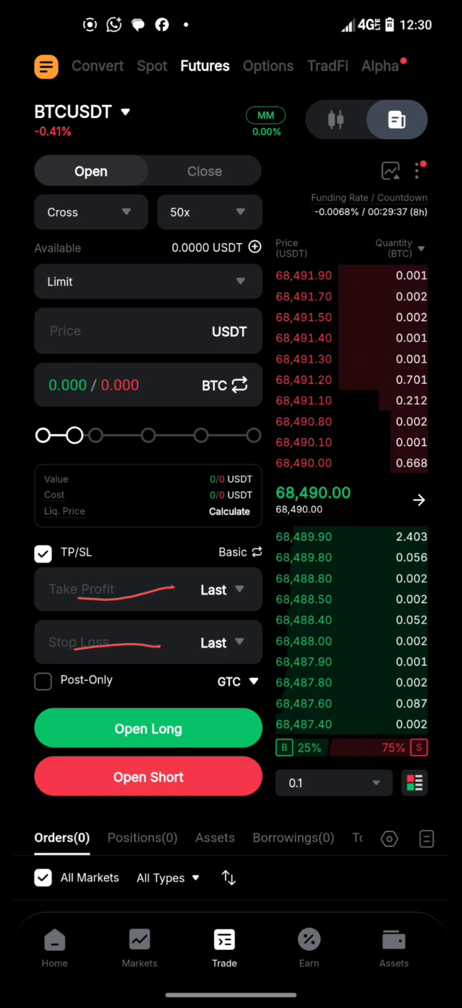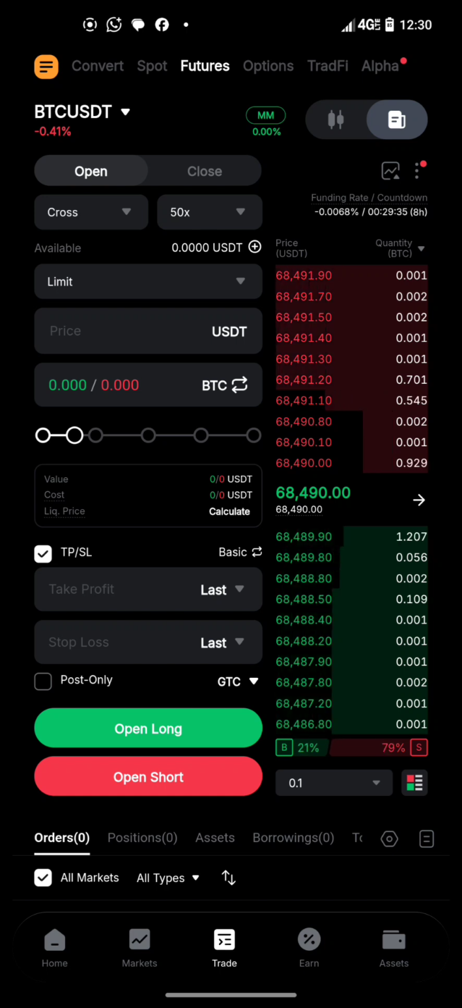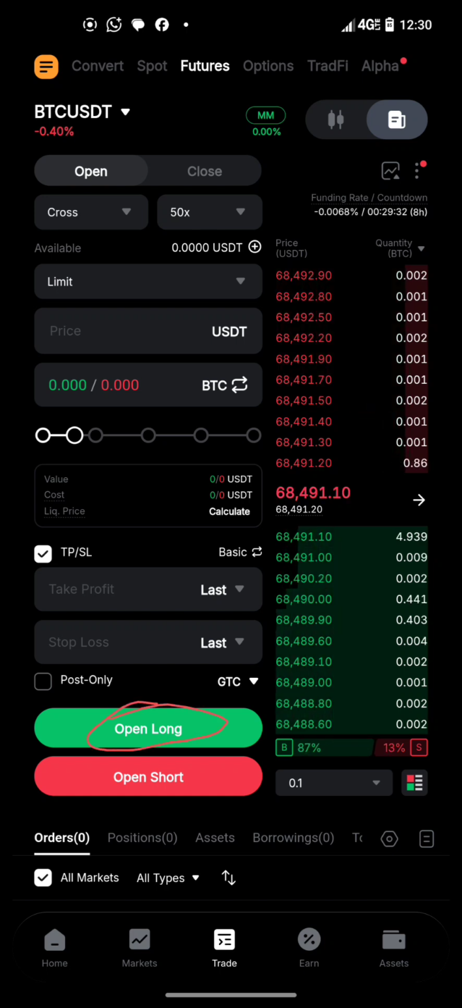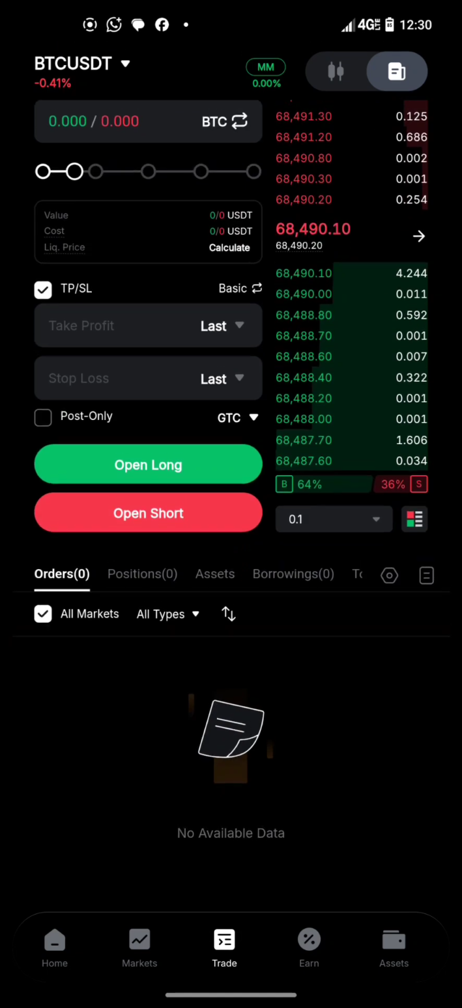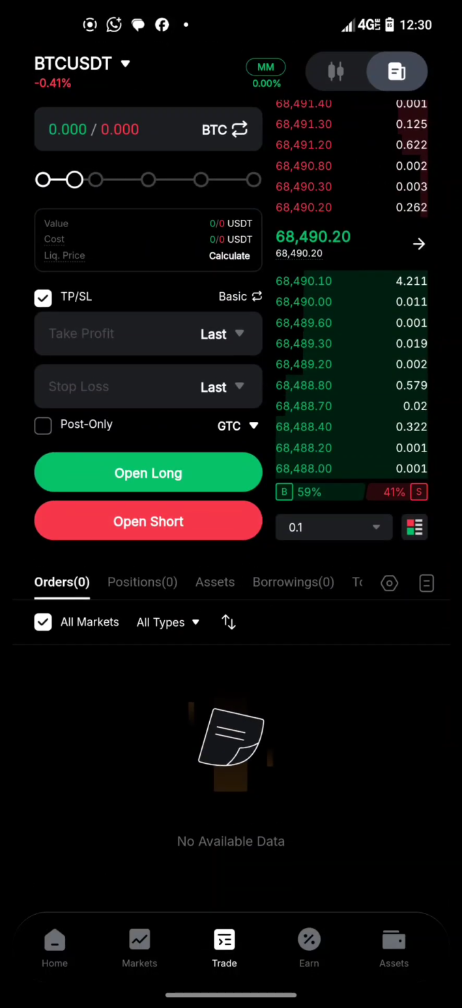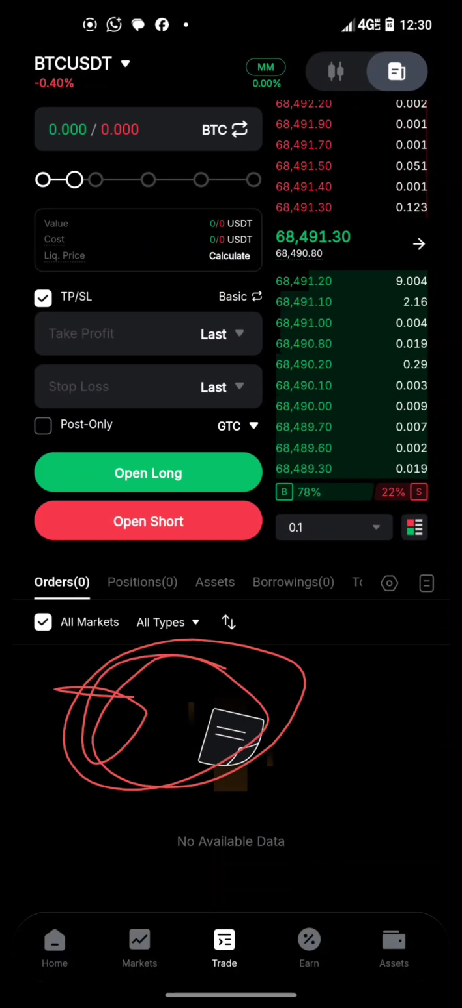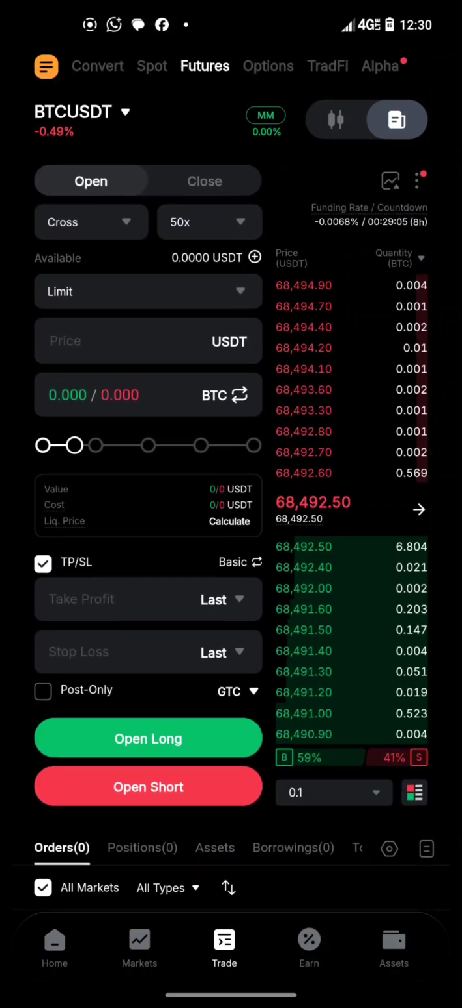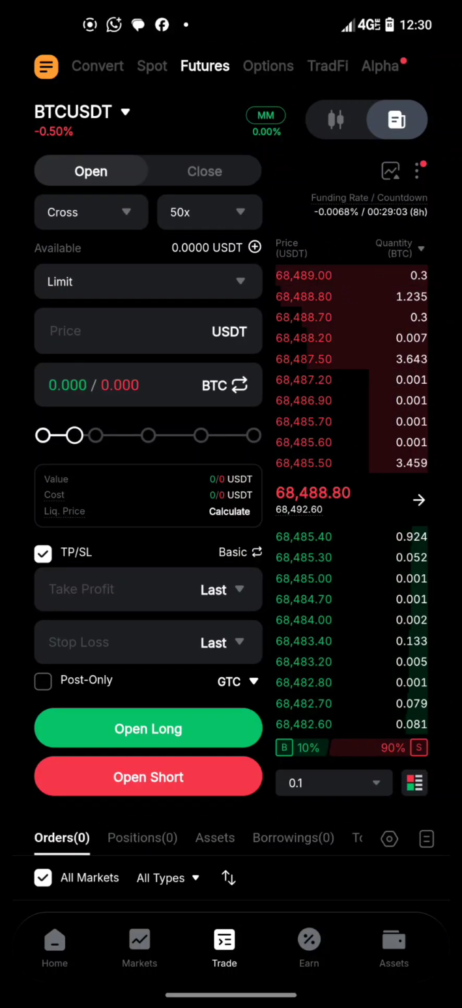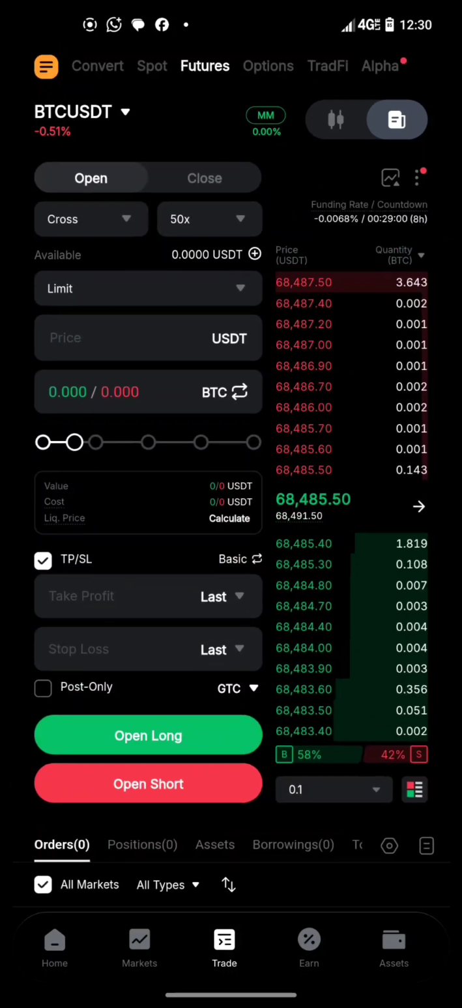If I'm buying, I click on open long, and if I'm selling, I click on open short. So that's just how you place your trade on Bybit. Very easy. Immediately you place your trade, you see your order in the description here: what you have placed the trade on, the price, your entry, and your take profit and your stop loss. You get that now. So that's how you use Bybit to trade futures.